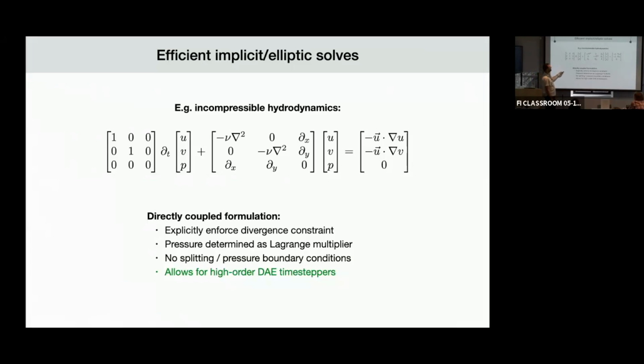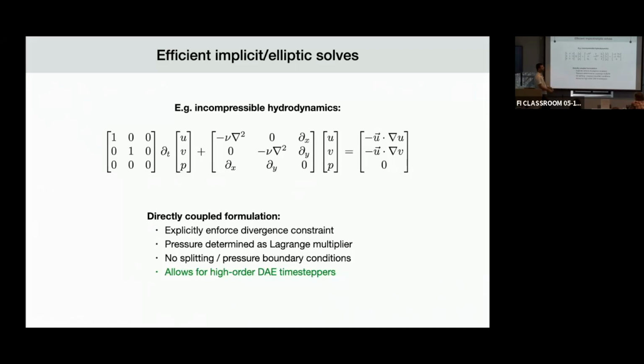So here I've written incompressible hydrodynamics in 2D. So we have two velocity components and pressure. And I've written it as the system of equations where we have the momentum equations in the top two rows. These just have advection, diffusion, pressure gradients, and the time evolution of the velocity variables. And then in the last row, we have the incompressibility constraint. The last row is just div u equals 0.